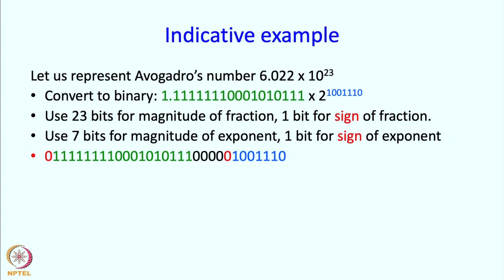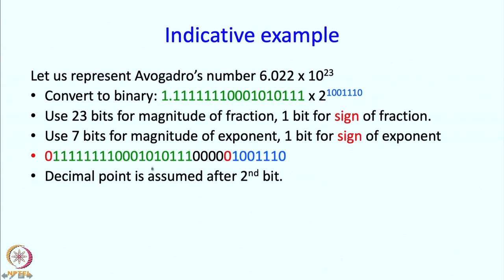Okay, so 2 raised to 1, 0, 0, 1, 1, 1, 1, 0. So that is what I have replicated over here. Okay, and I have put a sign bit. And this pattern I have stored over here. And what I get over here is this pattern. Okay? Okay, so there is a 0. And so these are positive numbers, and that is what this is. So the decimal point is assumed after the second bit. So there is assumed to be a decimal point over here. So this is what it is.